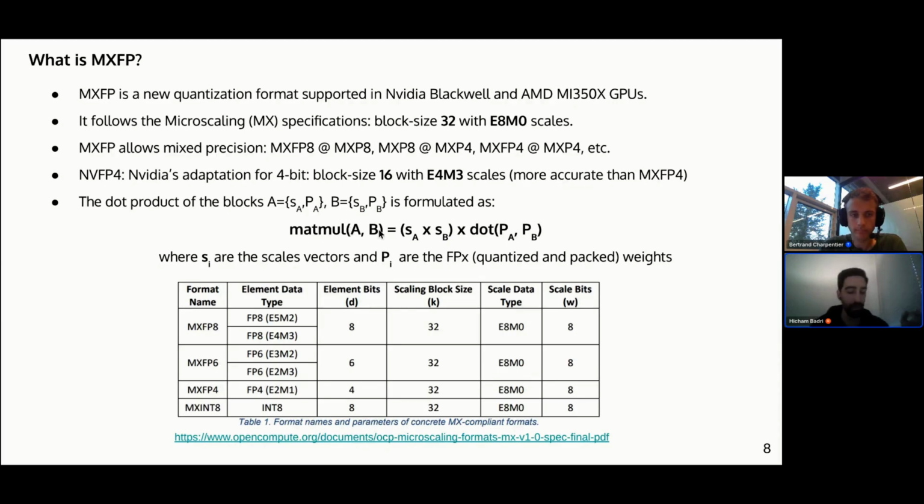And so basically how it works is that you have your float activations and float weights, which are matrices, and you quantize them and you get scales and quantized weights. So two tensors per reference data point. And when you do this tensor core operation, you do the dot product between the matrices and it's going to multiply the scales. So that's basically what it's doing. It's not too difficult.